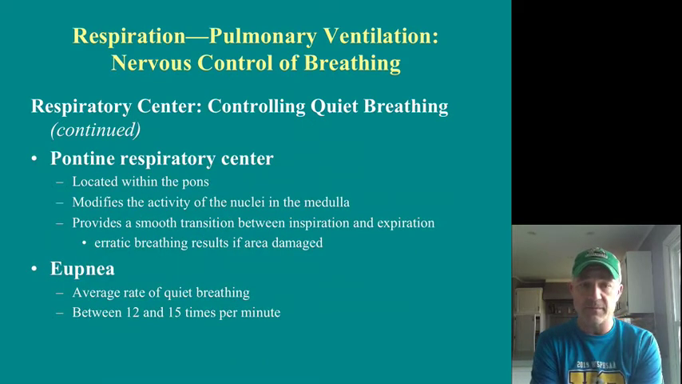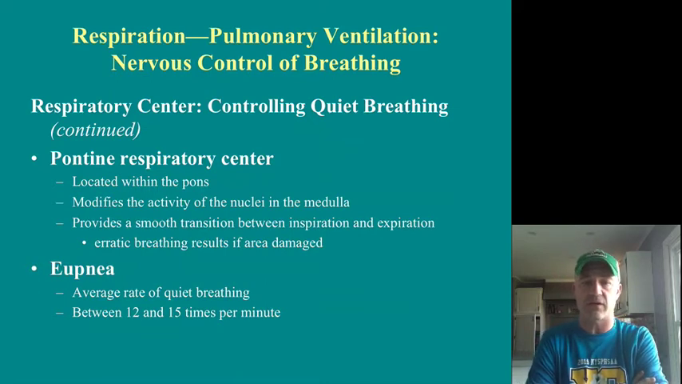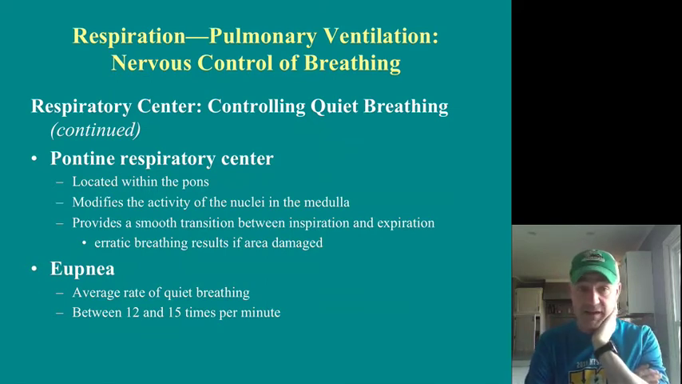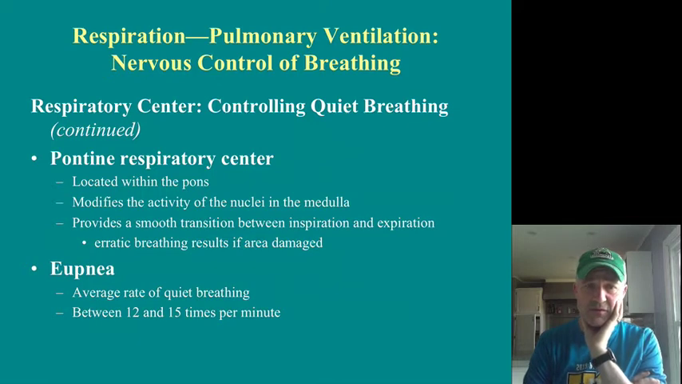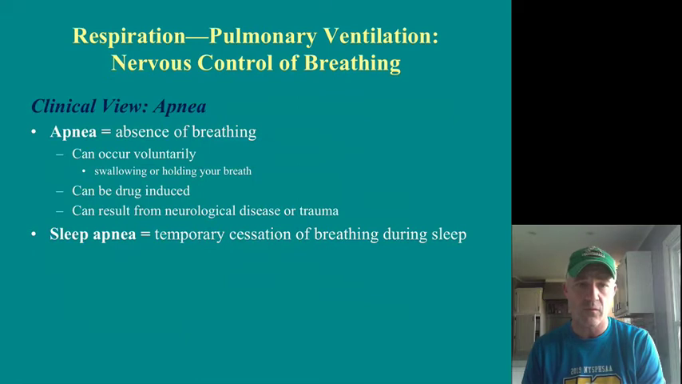The pontine respiratory center, again in the pons, helps to regulate that smooth transition from inspiration to expiration. If this area is damaged, it gets really erratic in terms of that breath in, breath out. This is also going to play some influence with higher order centers in terms of breathing around speech. Our average breathing rate, like I said, is about 12 to 15 times a minute.